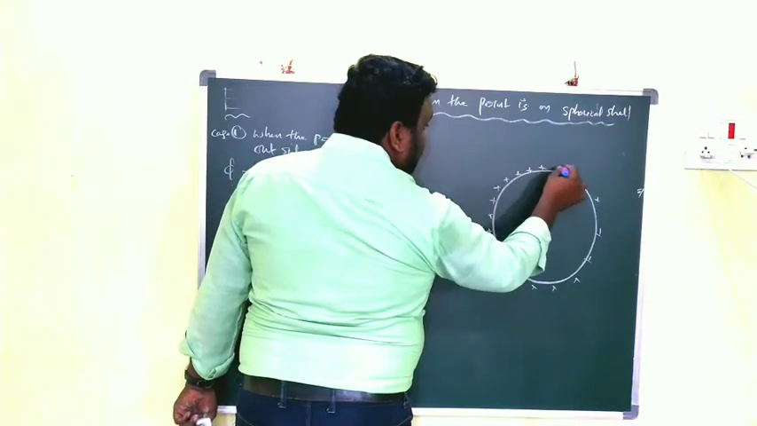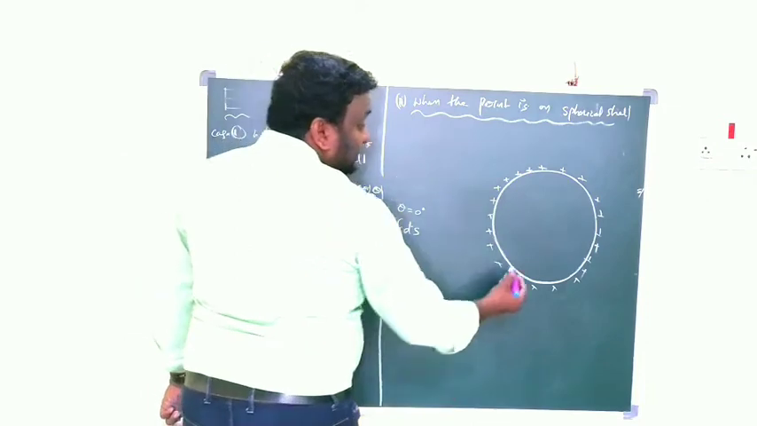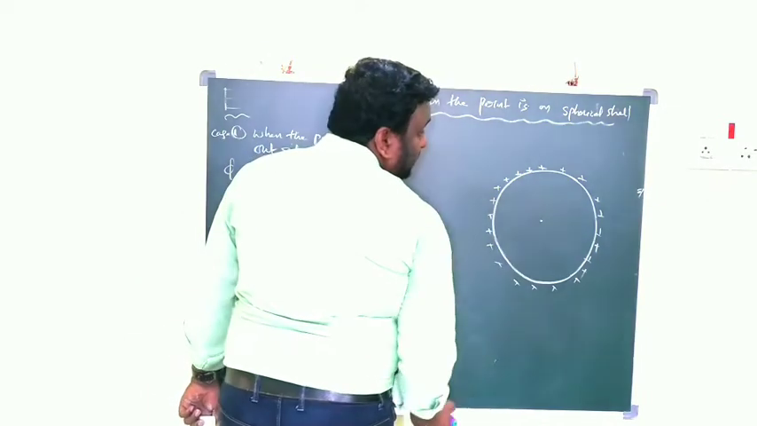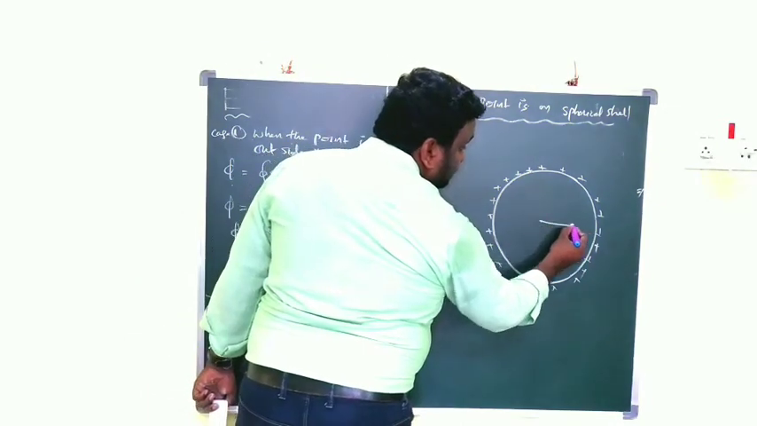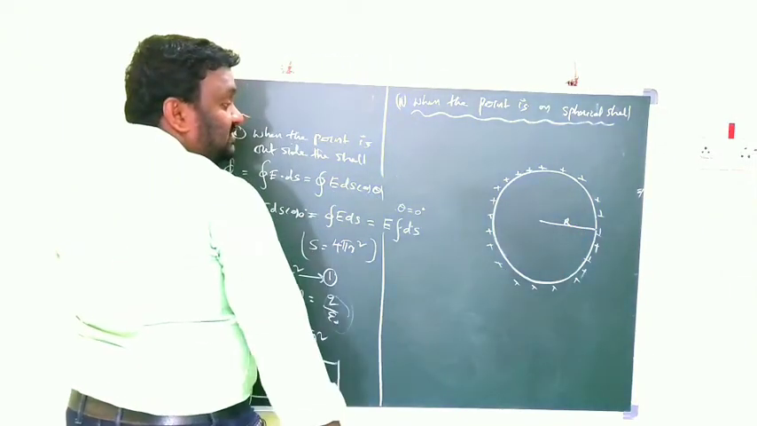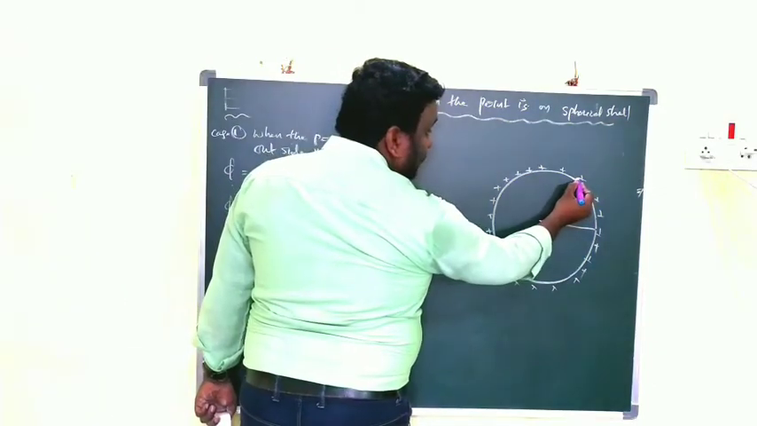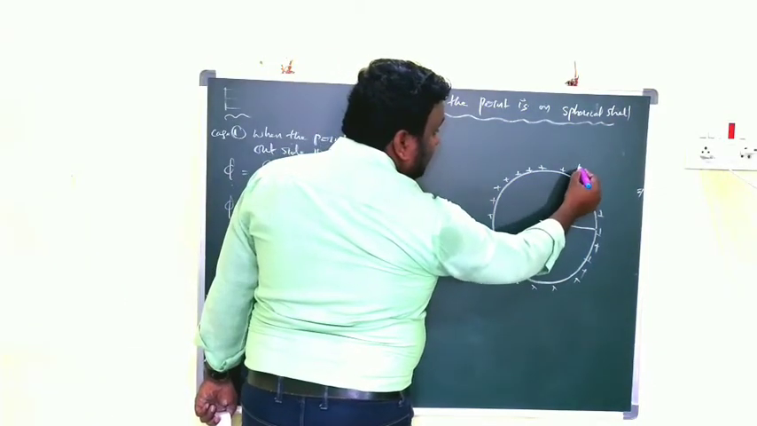This is the positively charged sphere. Clear, children? And this is the center of the sphere. And now the radius is capital R, the radius of the sphere. Now here we have selected this point, a point on the shell.